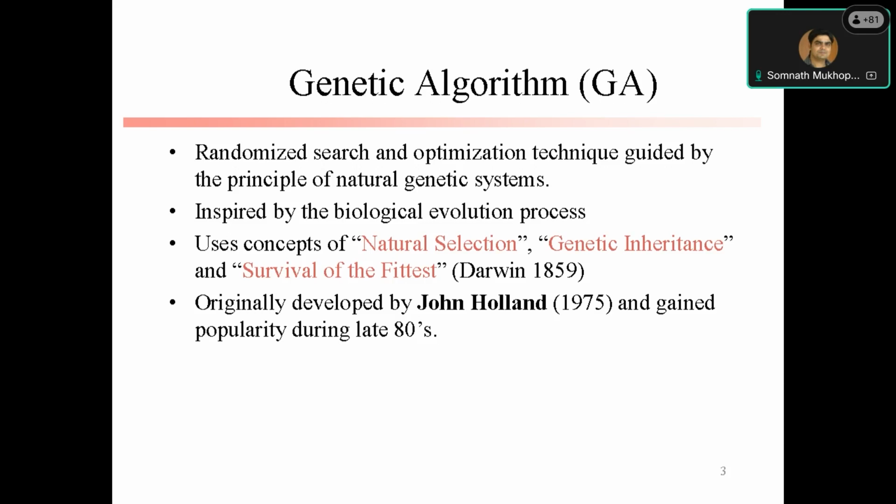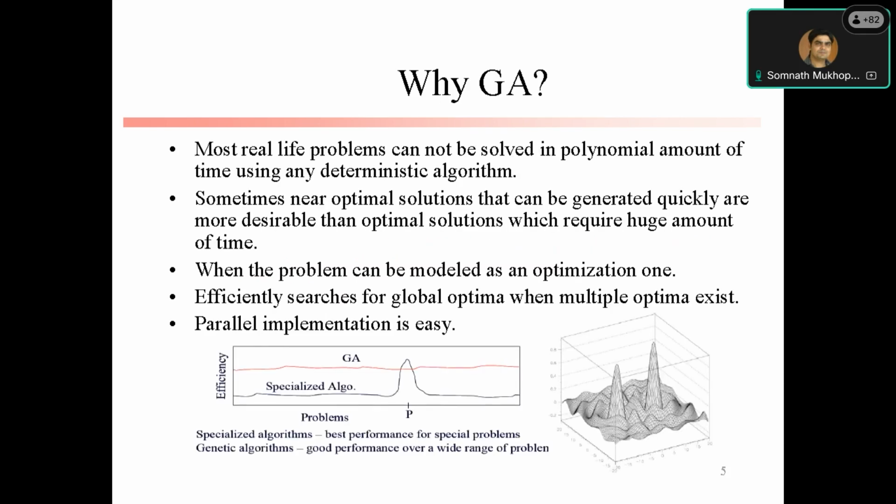It follows the principle of the natural genetic system. It is inspired by the biological evolution process. It uses the concept of natural selection. The algorithm starts with randomized chromosome encoding. Then the solutions are inherited by the child chromosomes, the child solutions. It follows the principle of survival of the fittest. So let us move ahead.